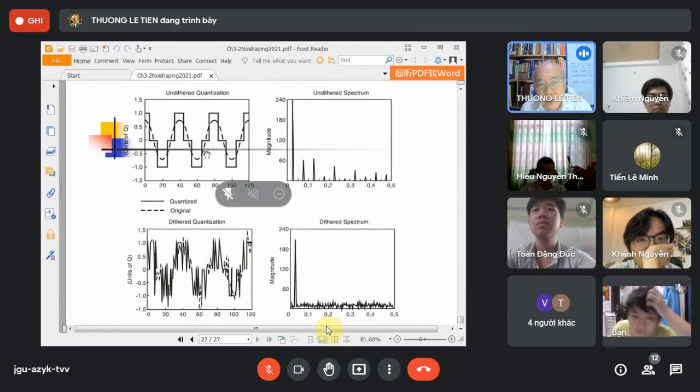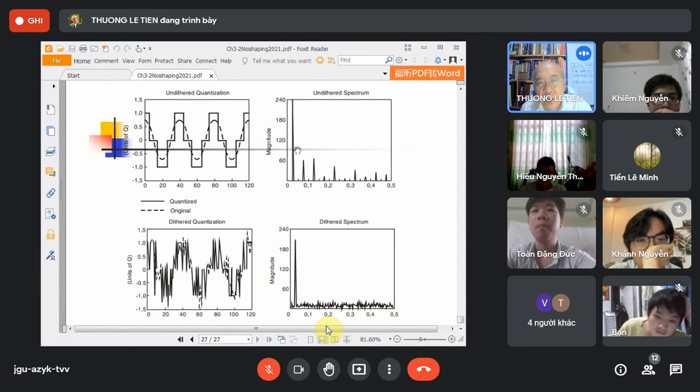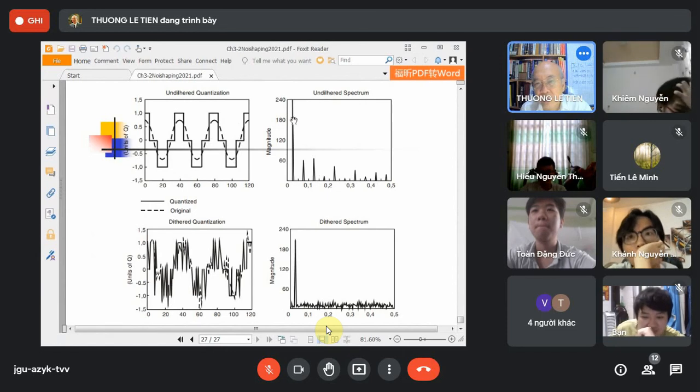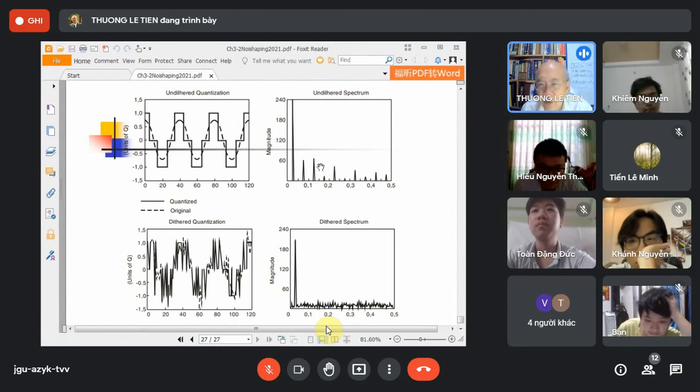When we look at this one, this is just a sample. We see this is undithered quantization. This is the sine wave, and this is a quantization level. We see the spectrum in the case of undithered: except the main spectrum, we still have multiple harmonics in here at a high level.